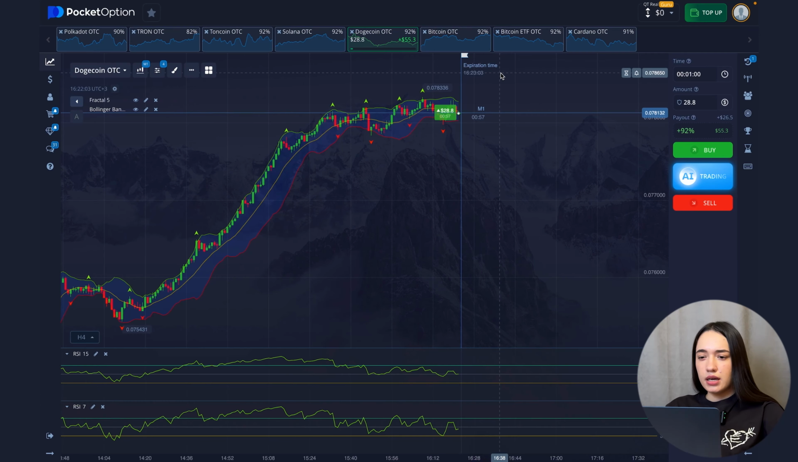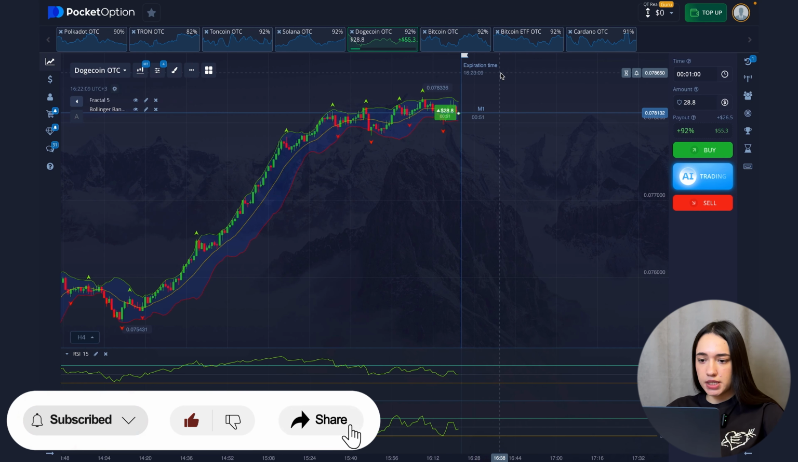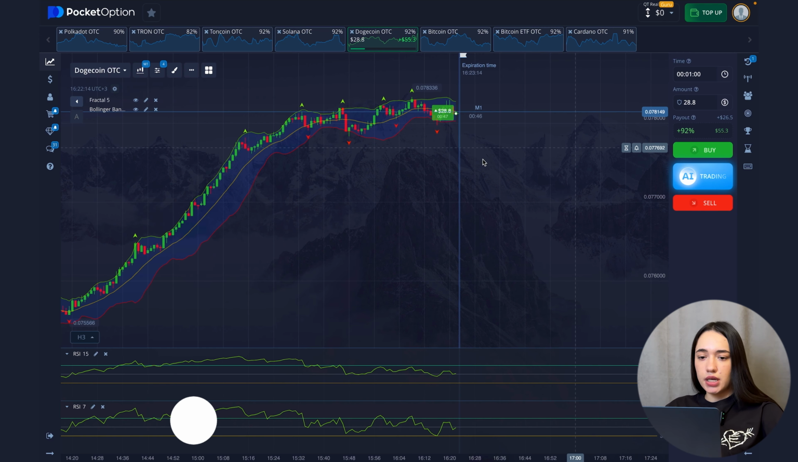And I think it would be a better decision to open a trade here for a buy in the direction of the actual trend movement. Overall, this is a fairly simple entry.